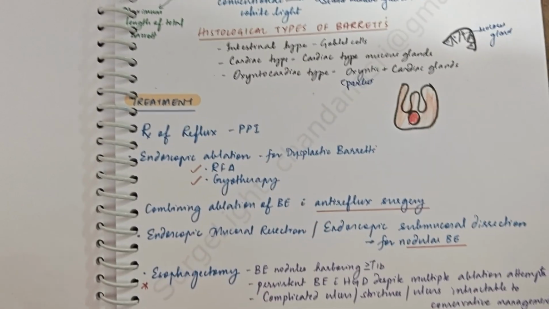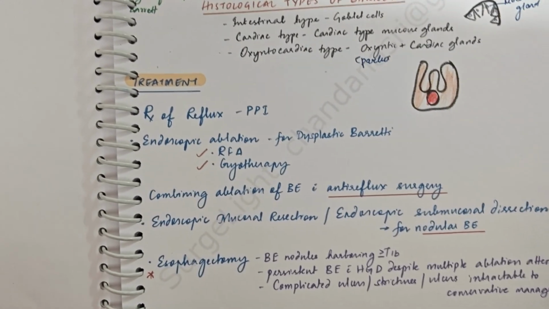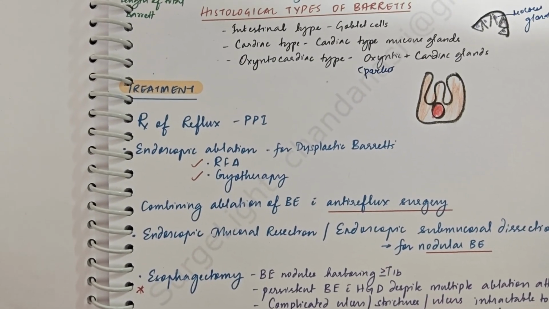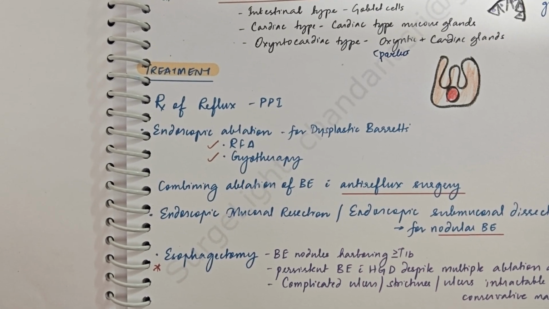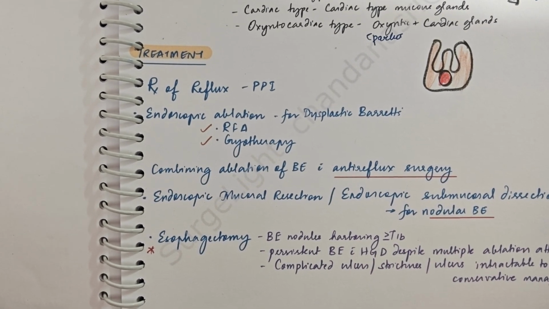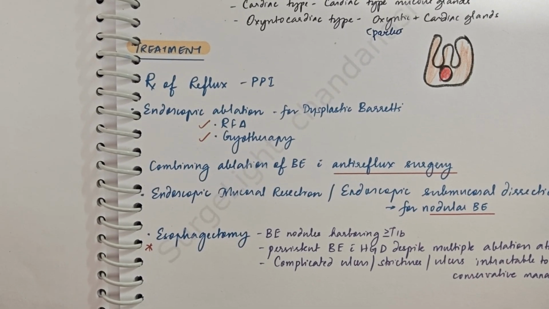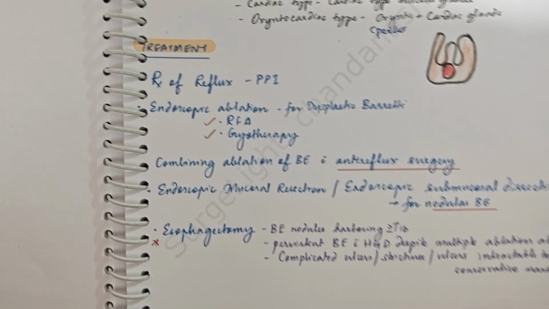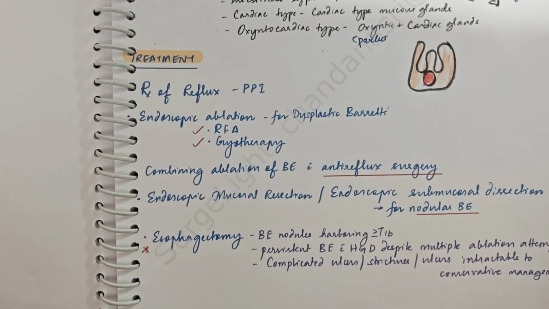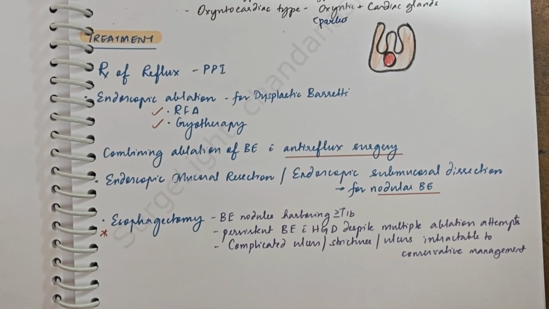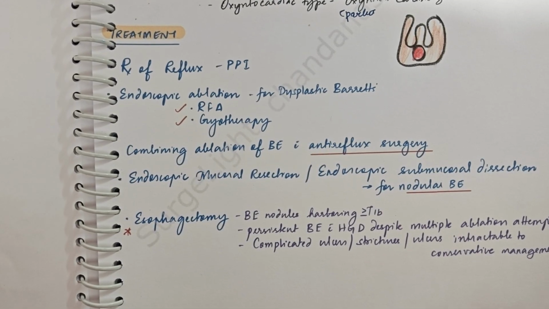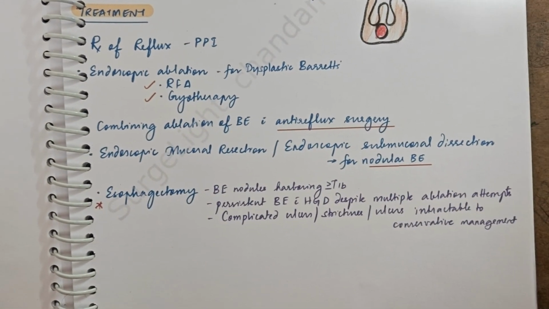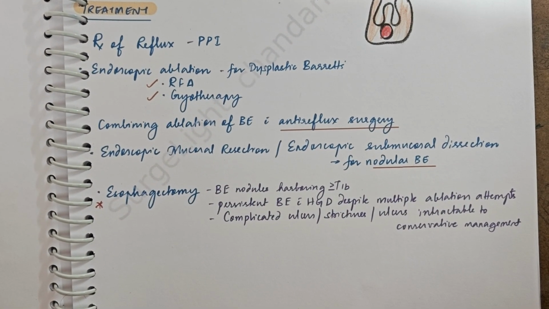Now, what is the treatment of Barrett's esophagus? Treatment of reflux is PPI. Endoscopic ablation for dysplastic Barrett's, which I have told you: radiofrequency ablation, cryotherapy. Combining ablation of Barrett's esophagus with anti-reflux surgeries; then endoscopic mucosal resection and endoscopic submucosal dissection for nodular Barrett's esophagus, which I have already discussed. Esophagectomy for Barrett's esophagus with nodule.